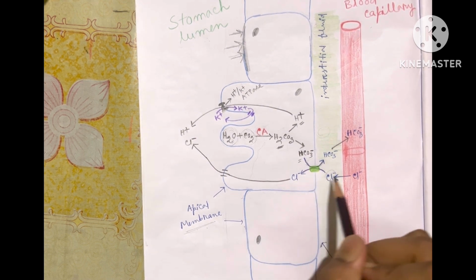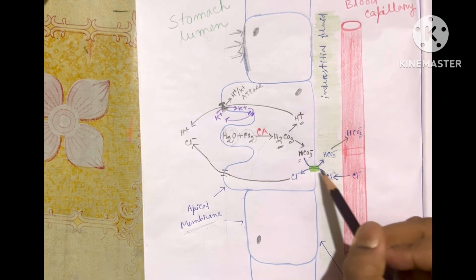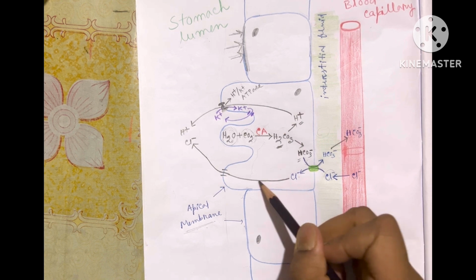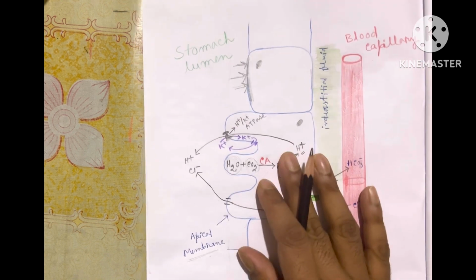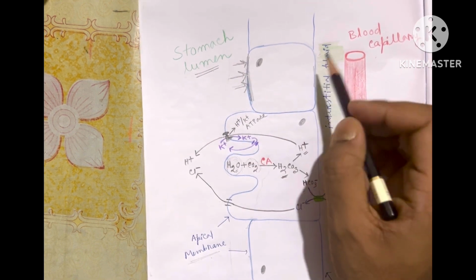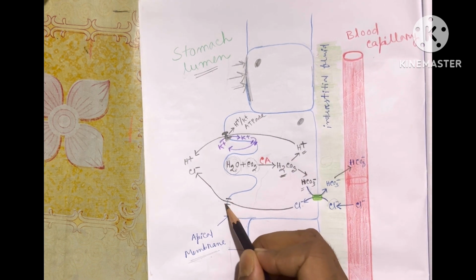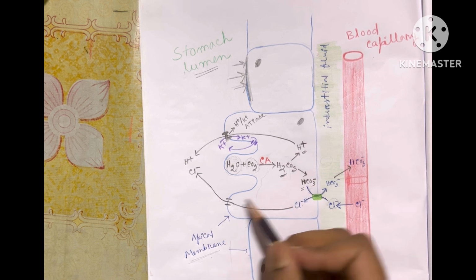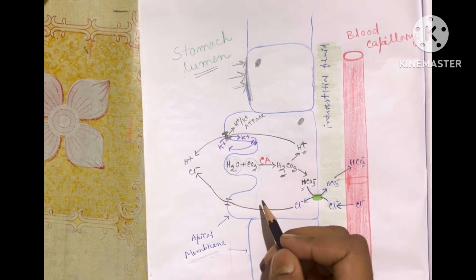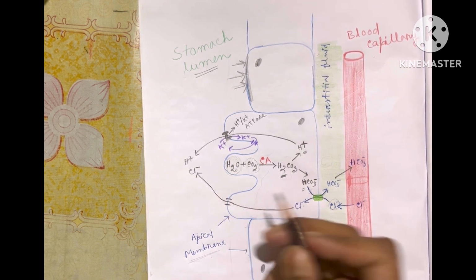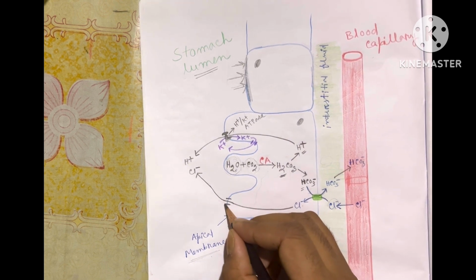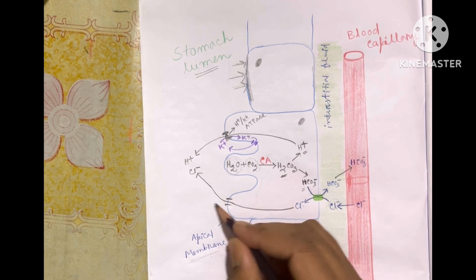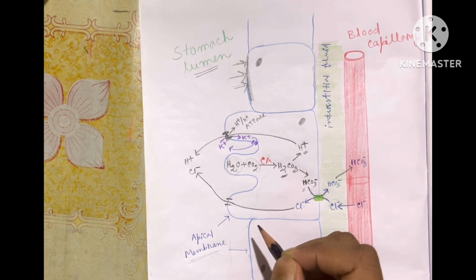Now what will happen after entering of this chlorine ion? This chlorine ion will directly move towards the stomach lumen by using one particular uniporter. This is one uniporter. So what is uniporter, symporter and antiporter? I'll make another video. But now you can see uniporter is one small channel in which only one directional flow of ions will be possible.